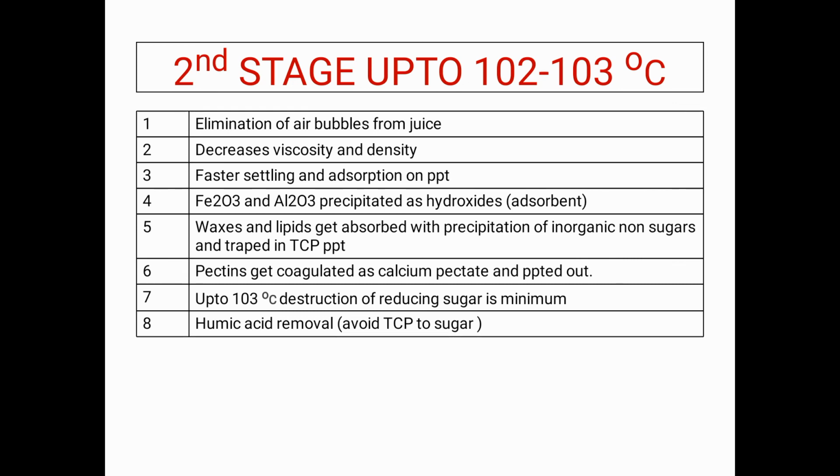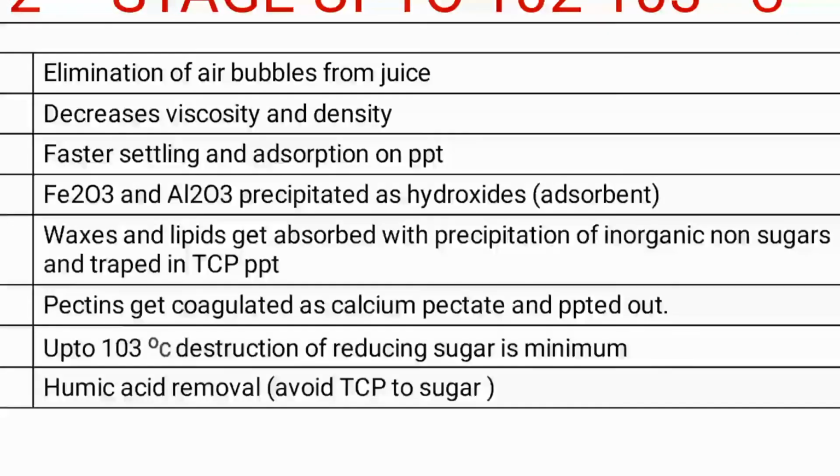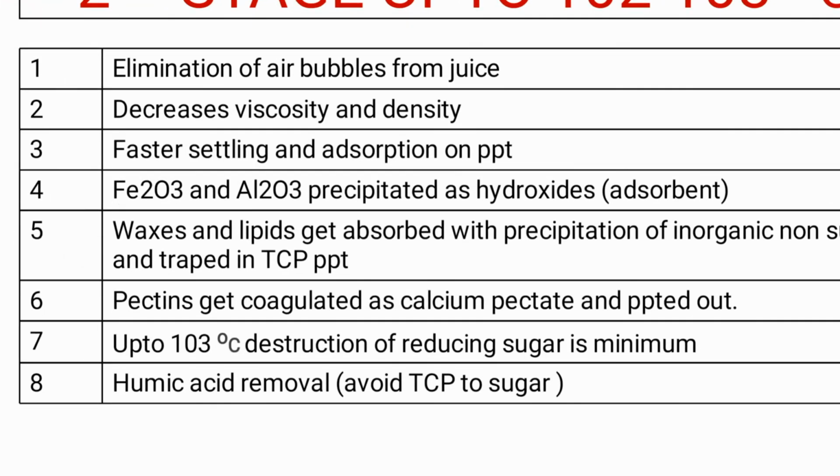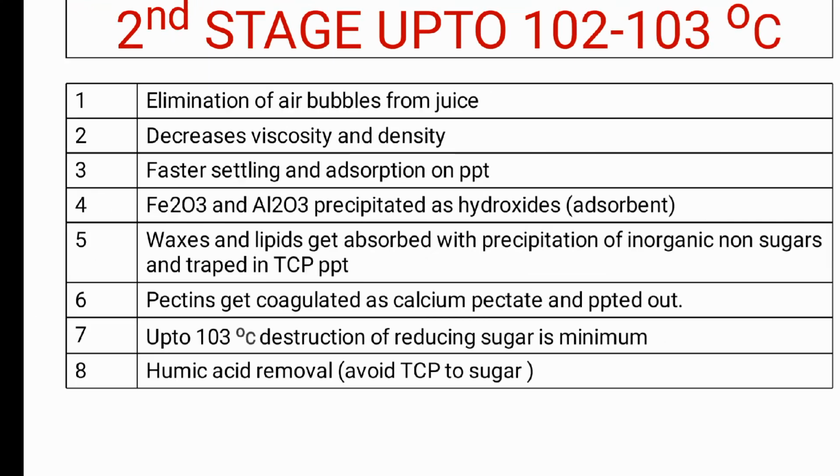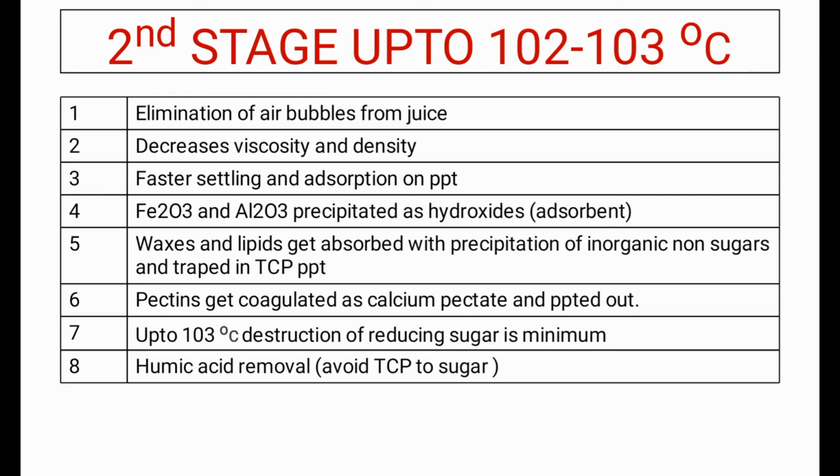Fourth one is Fe2O3 and Al2O3 precipitation, which will precipitate as hydroxides. Waxes and lipids get absorbed with the precipitation of inorganic non-sugars. Pectins get coagulated as calcium pectate and precipitated out. Up to 102 or 103 degrees Celsius, the destruction of reducing sugar is minimum.